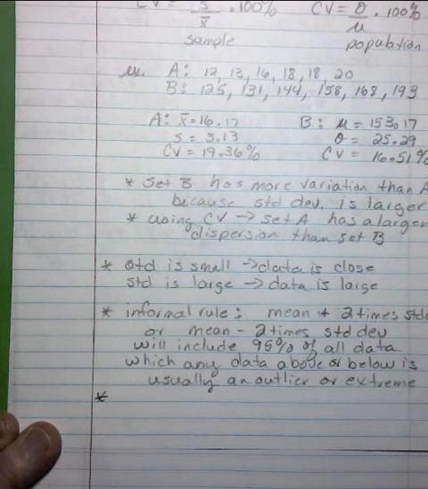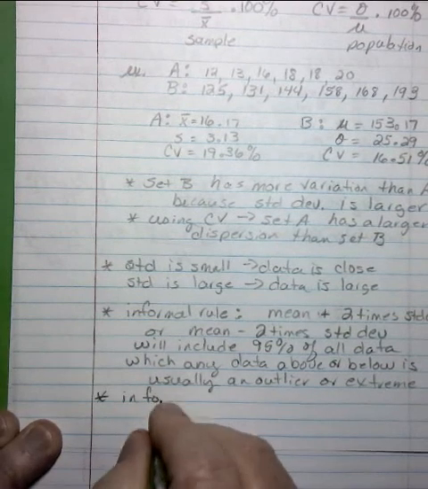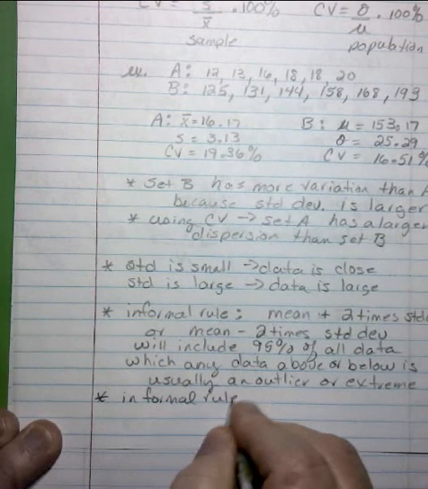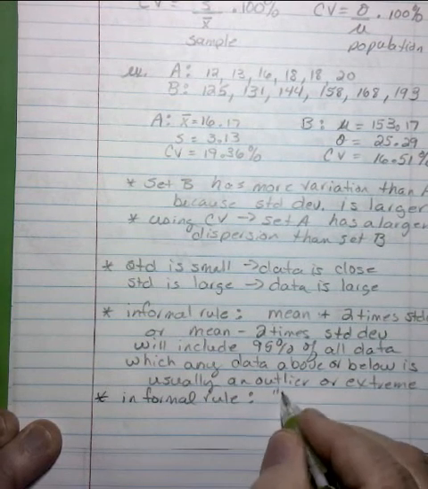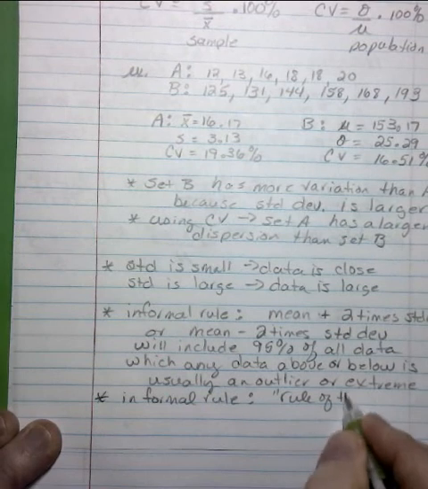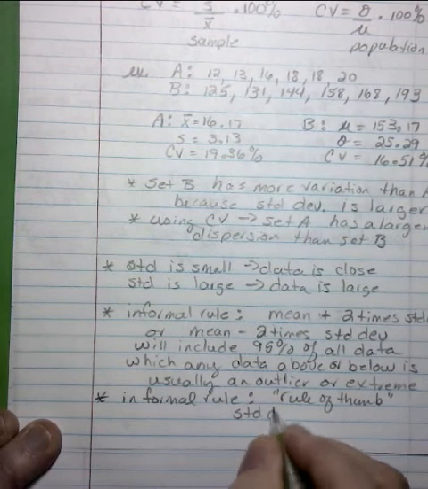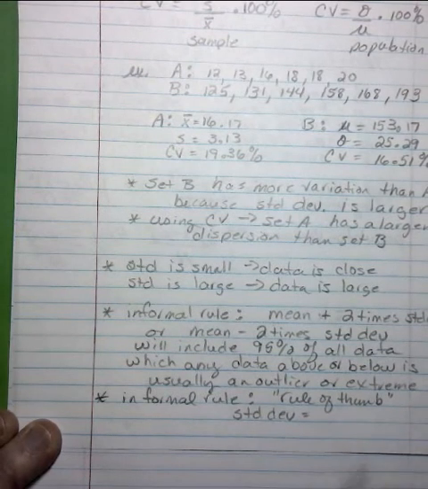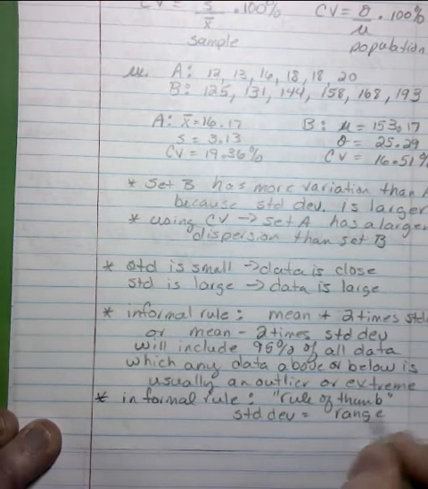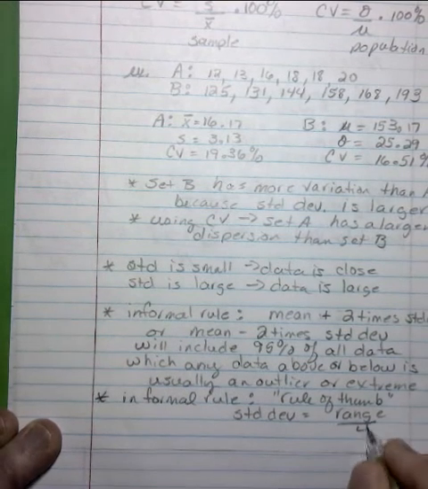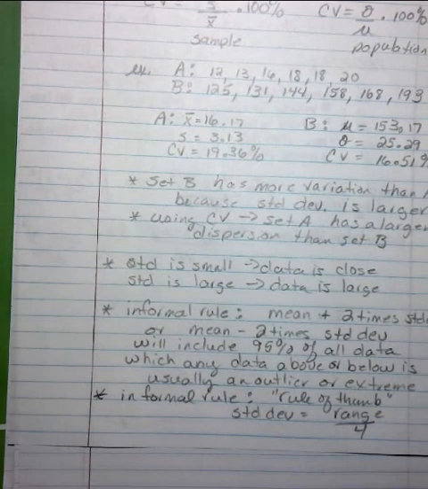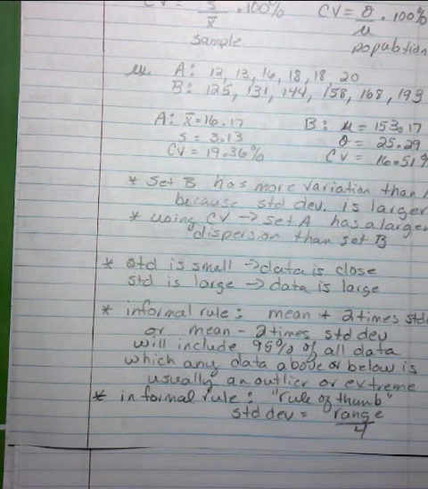One more informal rule that's called the rule of thumb is we can determine a standard deviation is equal to the range divided by 4. So rather than going through that long, complicated calculation that we've been doing, this is just a quick estimate. It's very inaccurate, but it gets us somewhere close to what a standard deviation might be.